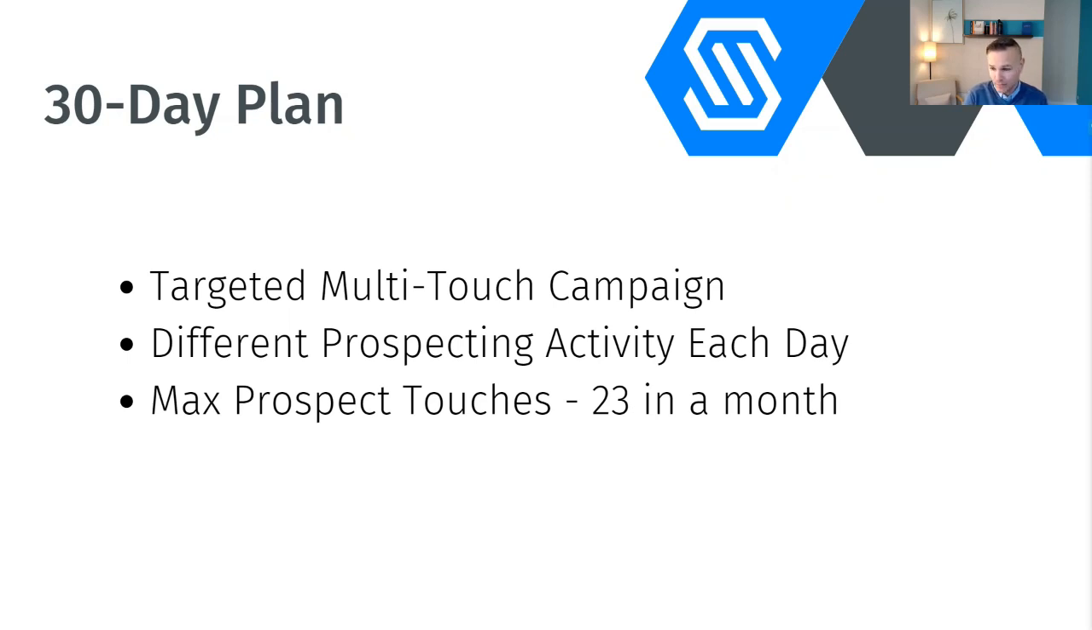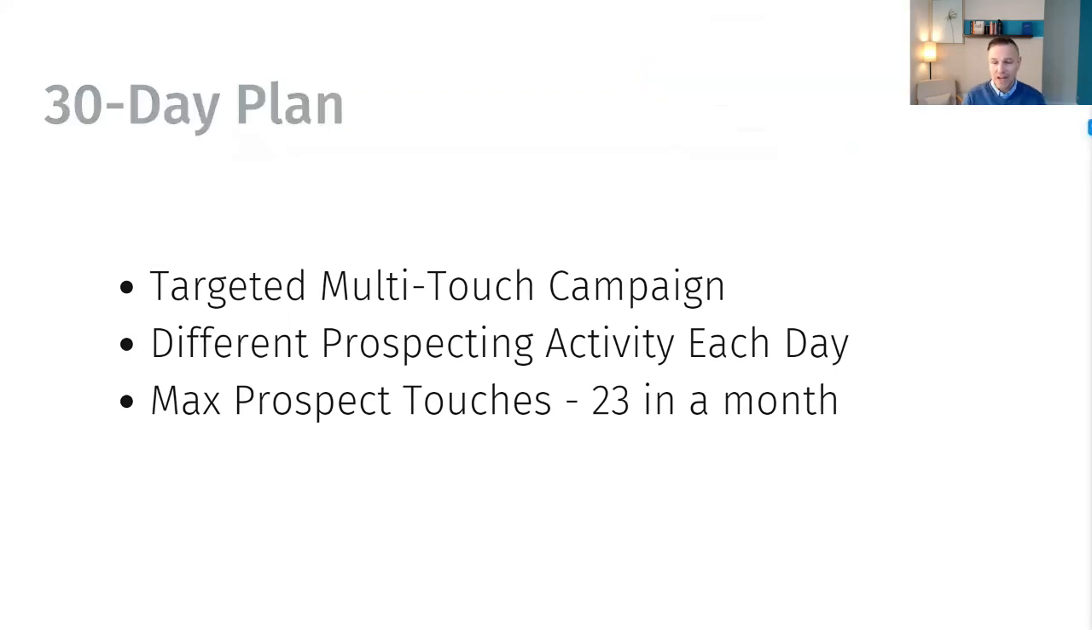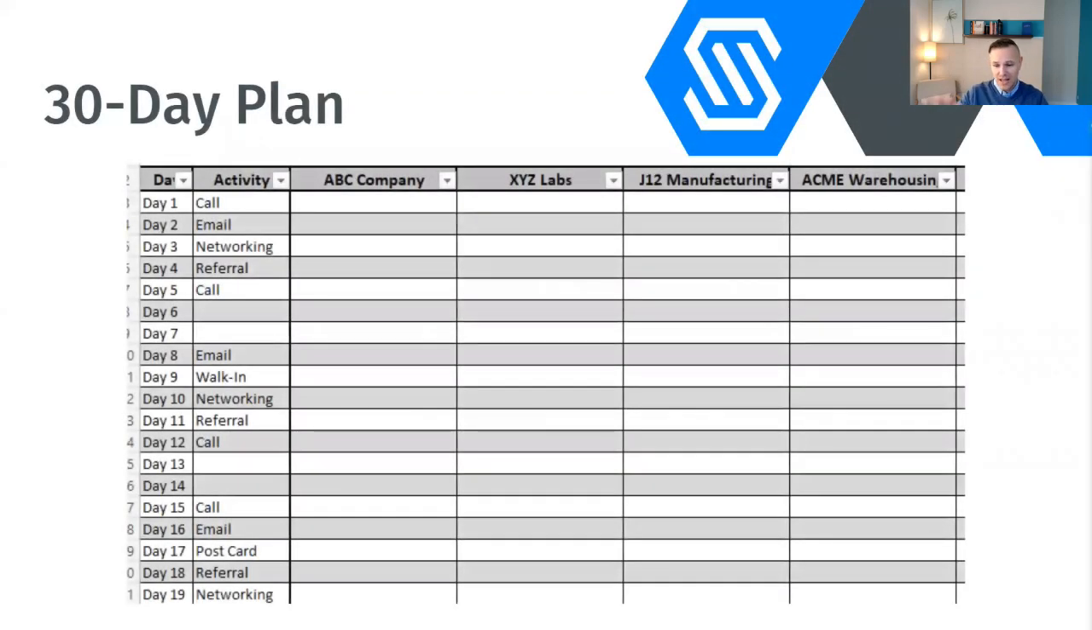And then you are going to plan out different prospecting activities for each day. I'm going to show an example of this in a second, but ultimately this is a high touch, high velocity plan where you're kind of in a blitz mentality. You're taking 30 prospects through a short window of time with a lot of touches, typically 23 in a month. And it might look something like this. And this is, again, out of the same tracker concept where we plan it. So every day, day 1 is a call, 2 email, 3 networking, 4 referral, day 5 is another call.